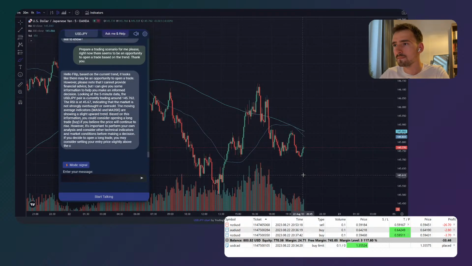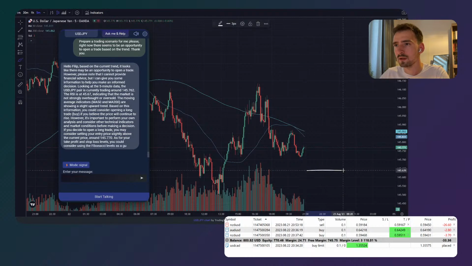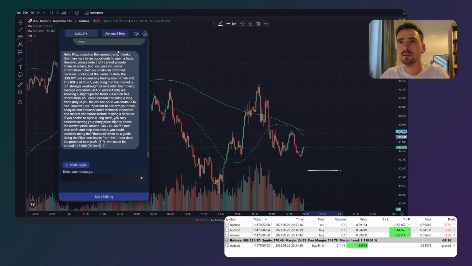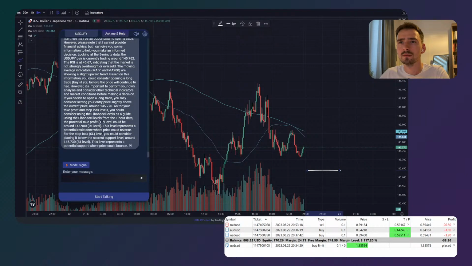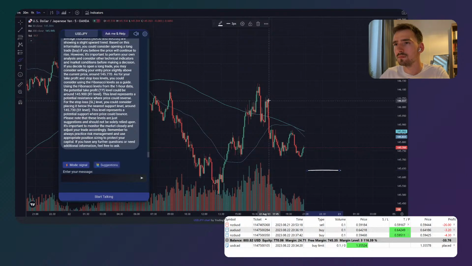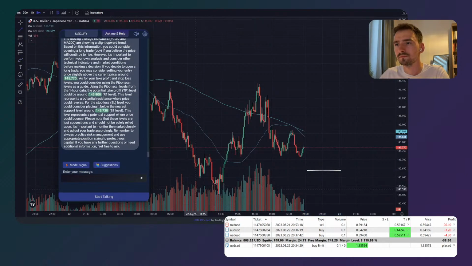Looking at the 5-minute data, the USD JPY pair is currently trading around 145.762, getting into this zone. The RSI is at 45.67, indicating that the market is not strongly overbought or oversold. The moving average indicators, MA50 and MA200, are showing a slight upward trend. Based on this information, you could consider opening a long trade, buy, if you believe the price will continue to rise. However, it's important to perform your own analysis and consider other technical indicators and market conditions before making a decision. I have no clue what to do with that. If you decide to open a long trade, you may consider setting your entry price.